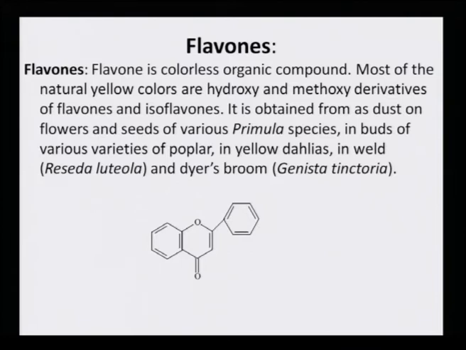Flavone is a colorless organic compound to begin with. Most of the natural yellow colors are hydroxy or methoxy derivatives of flavones and isoflavones. It is obtained as dust on the flowers and seeds of various primula species, in buds of various varieties of poplar, in yellow dahlias, in weld, that is Reseda luteola, and dyer's broom, that is Genista tinctoria. So, these are the various sources of yellow dyes, but the basic flavone ring is a colorless compound.